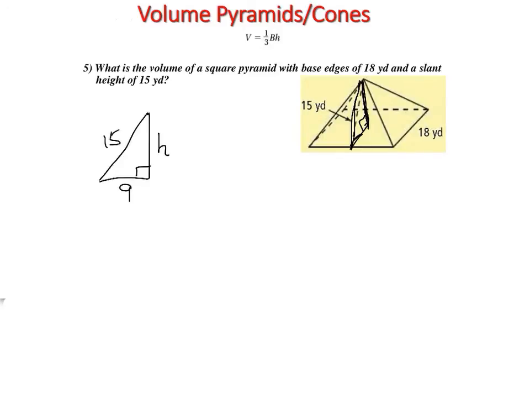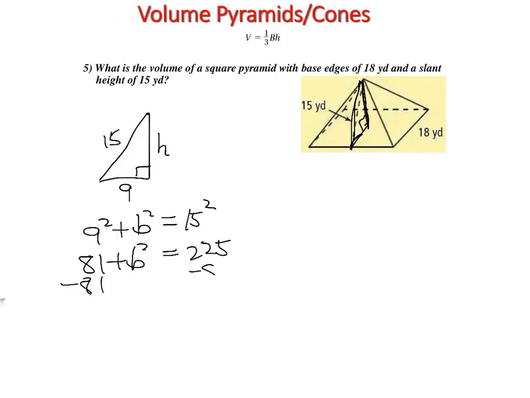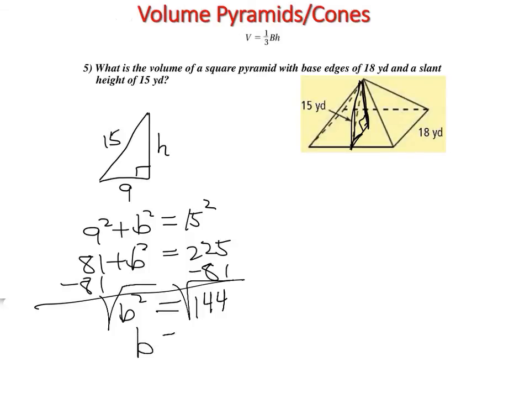So calculating this, we'll get 9 squared plus b squared is 15 squared. Okay, so 9 times 9 is 81, plus the unknown, the leg squared, is 225. So taking away 81 from both sides, we'll get b squared equals 144. So square rooting both sides, we'll get that the height is 12.